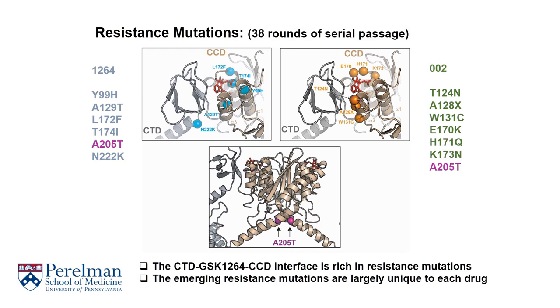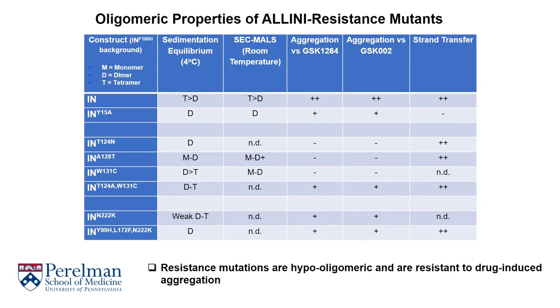Alanine 205 is an interesting mutation because it lies far from the binding site at the transition from the CCD to the CTD. We speculate the mutation at this site would change the trajectory of the CTDs, affecting the ability of the integrase to form this open polymer. Given what I told you, it would be hypothesized that these resistance mutations act by directly perturbing this interface.